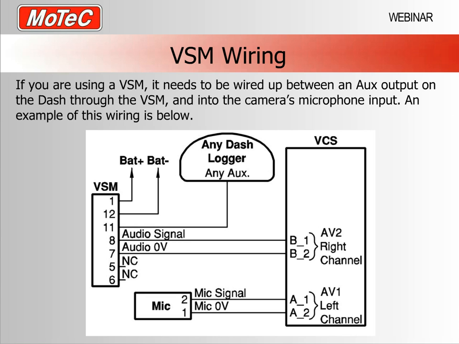You'll also need to wire the VSM in. So to wire the VSM into your dash, you use any auxiliary output and wire that into pin 11 on your VSM, and you can see the rest of the wiring diagram there. Basically, you just have to take the output out of the dash into the VSM, and then the audio signal goes from there out into the camera system.